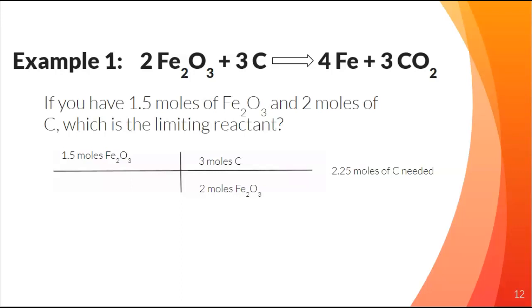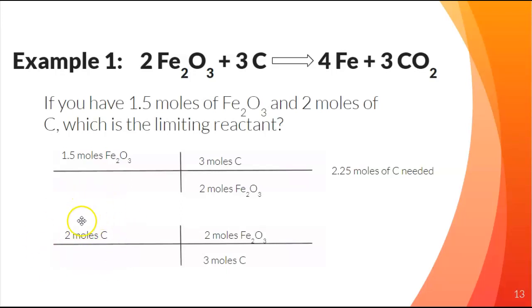I'm going to show you the math now if you had started with carbon instead. If I had decided to start with carbon up here instead, I would put my 2 moles of carbon right here, because I want to get rid of carbon. My moles of carbon is going to go down here. My moles of iron 3 oxide is going to go up here. Again, this 3 comes from this coefficient. This 2 comes from this coefficient. So I would do 2 times 2 divided by 3. That gives me 1.33 moles of iron 3 oxide needed. If I start with this much carbon, I would need 1.33 moles of iron 3 oxide.